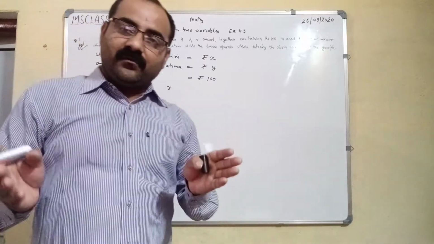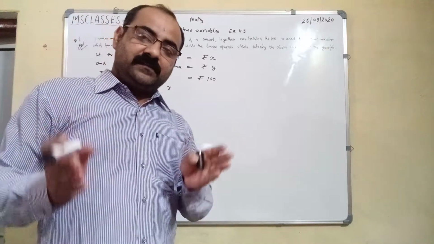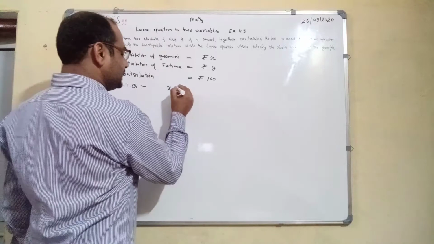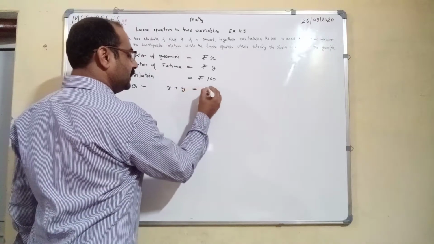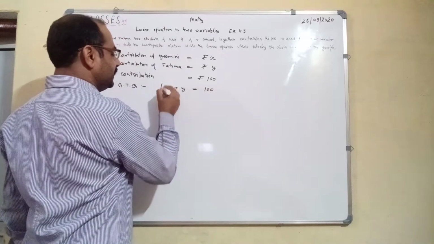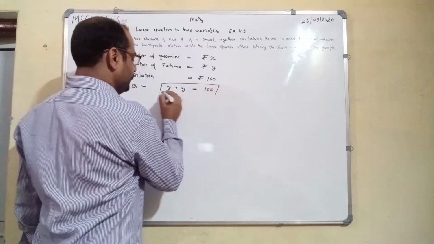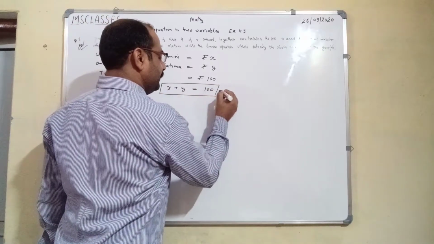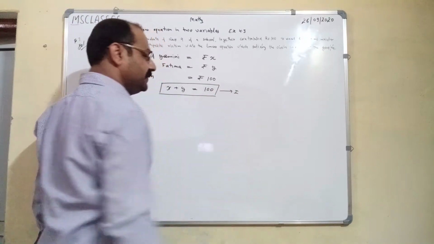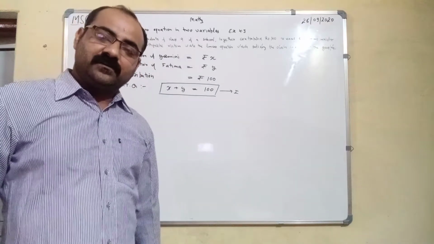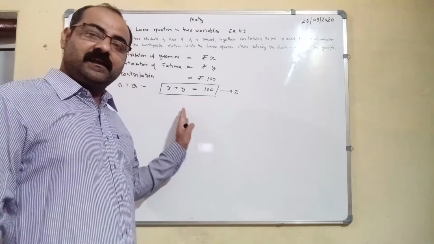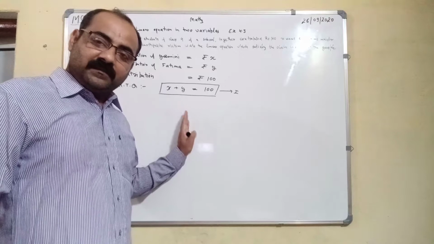of the contribution of the two girls. This is X plus Y, and the total contribution is 100. So guys, this is the equation we have to make. So this is equation number 1. Now we have to find the solution of this equation and after that we make the graph from the solution.